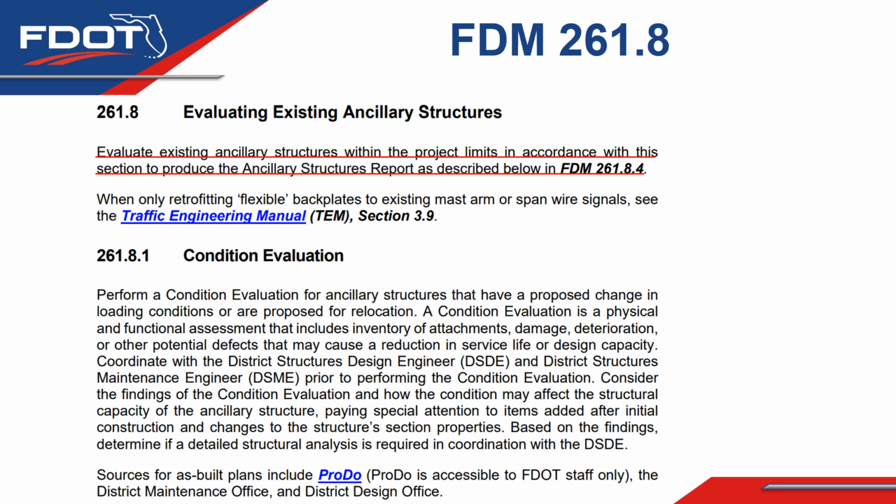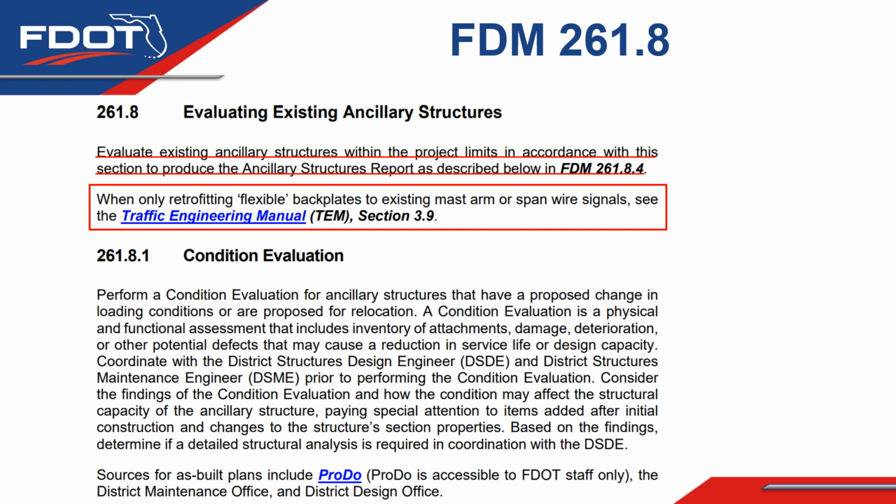This is stated up front because the ancillary structures report is the product that will be delivered based on the requirements within this section. When it says to evaluate these structures within the project limits in accordance with this section, it's not saying you have to evaluate all structures within the project limits equally. You must read the section below, determine what needs to be evaluated and how it needs to be evaluated.